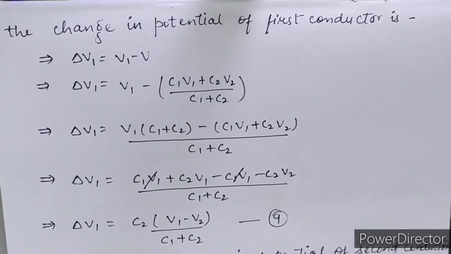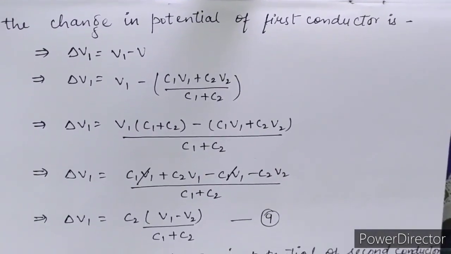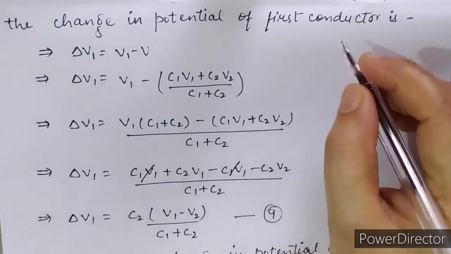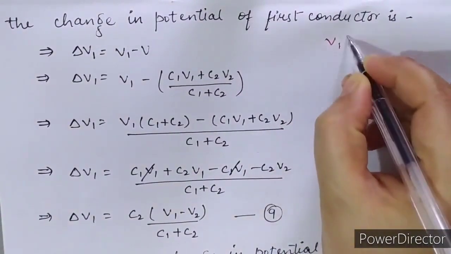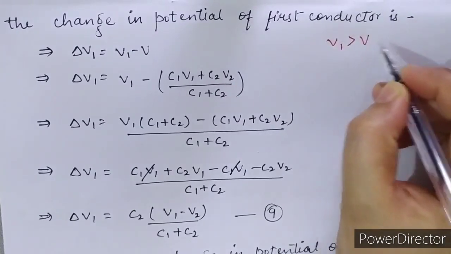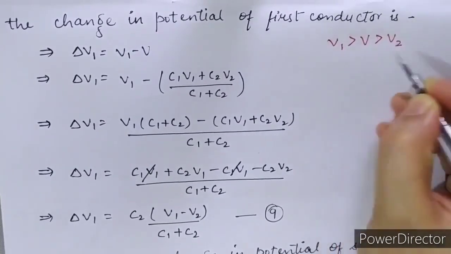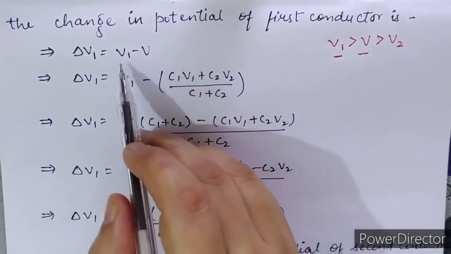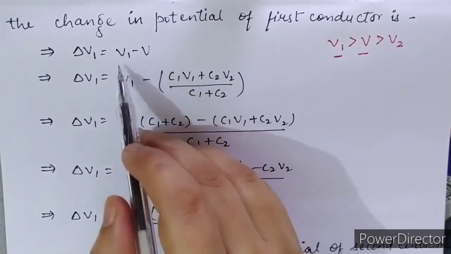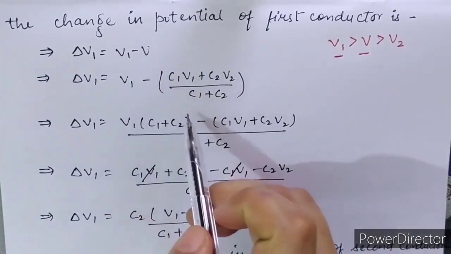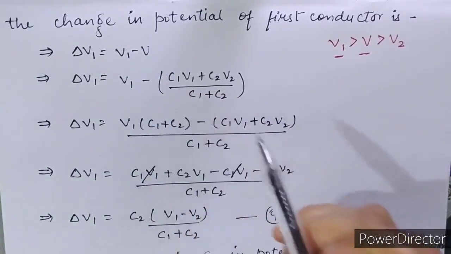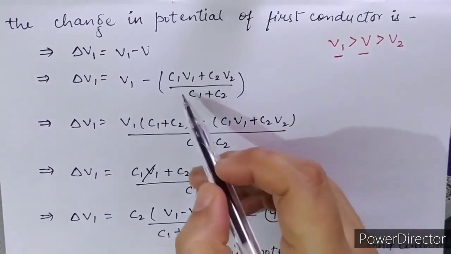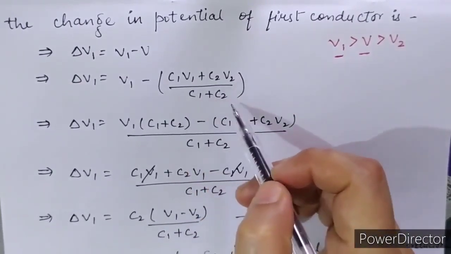Now the change in potential of the first conductor. The first conductor has potential V1, and we have just discussed that V1 is greater than V, and V is greater than V2. So change in potential is V1 minus V, greater minus smaller. V1 minus the common potential, whose formula we have already calculated: C1V1 plus C2V2 upon C1 plus C2.